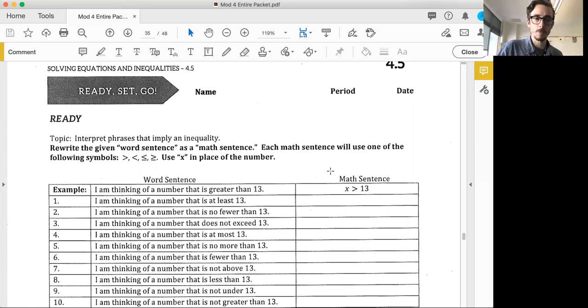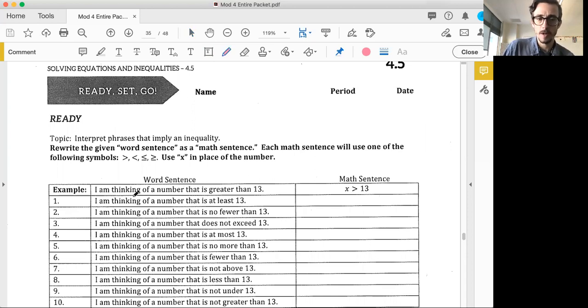Our topic is interpreting phrases that imply an inequality. We're rewriting the given word sentence as a math sentence. Using each math sentence, we have the greater than, less than or equal to, and greater than or equal to symbol that we'll use. We're using X in place of the number. Sounds like a pretty good agenda, right?